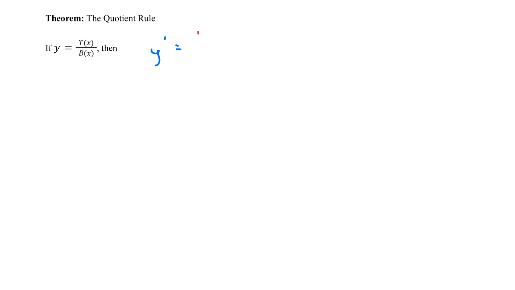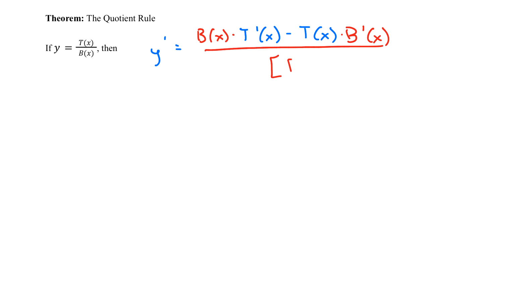says b of x times t prime of x minus t of x times b prime of x divided by b of x squared.